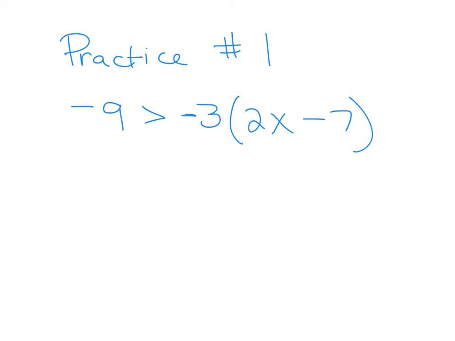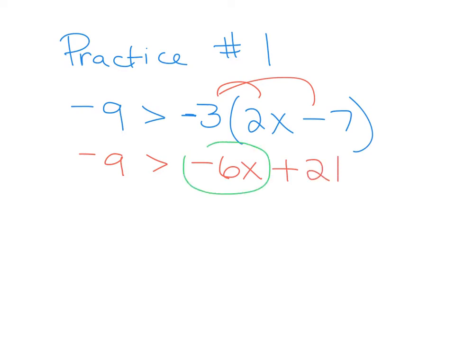All right, so I am going to work this problem out. So first thing you should have done was the distributive property on the right side. So we get -9 is greater than -3 times 2x is -6x. -3 times -7 is plus 21. Okay, now what we need to do is isolate the variable on the right side, get it by itself. So I'm going to subtract 21 from both sides.